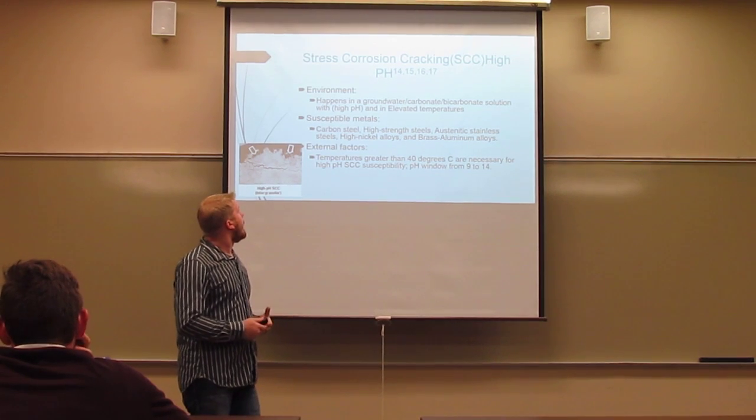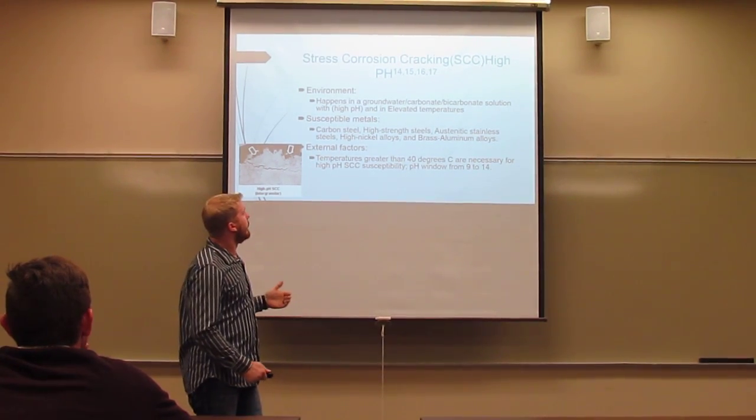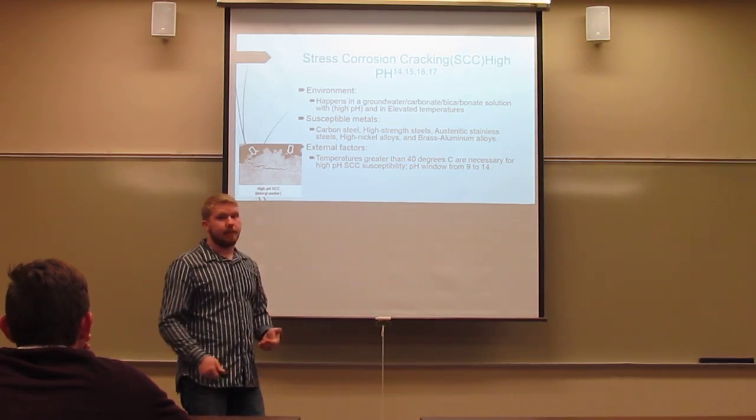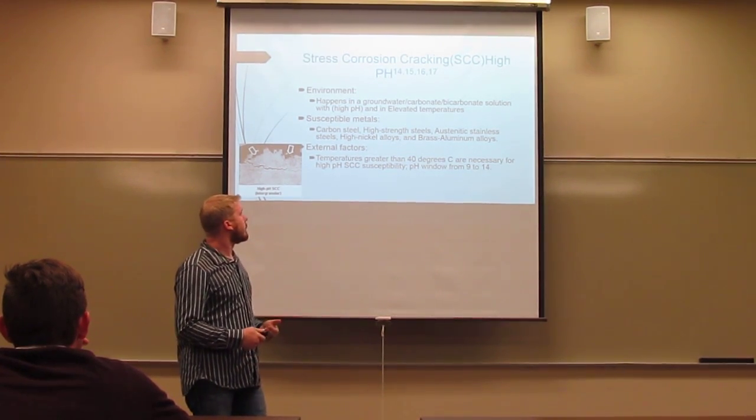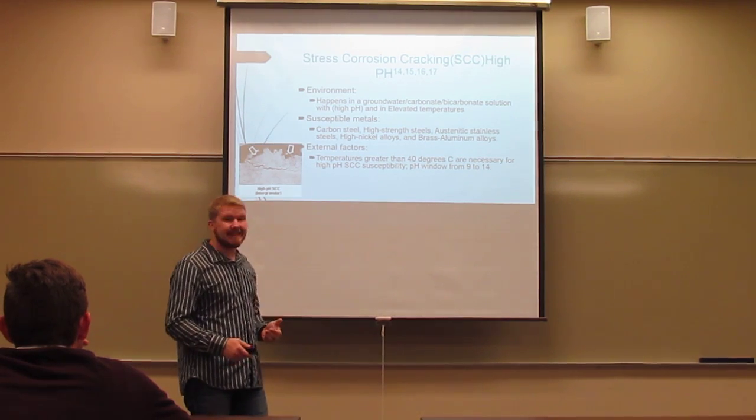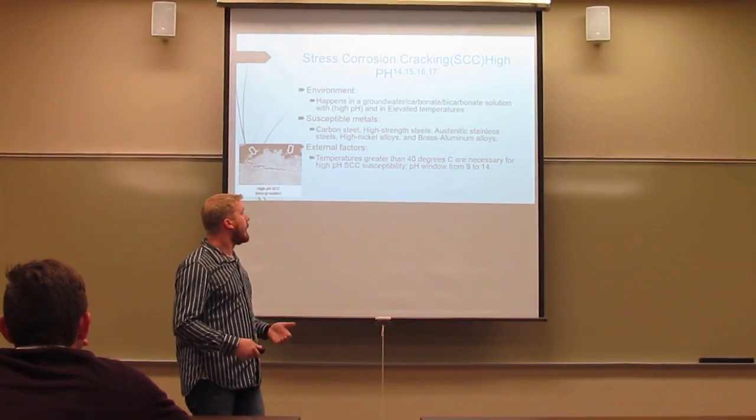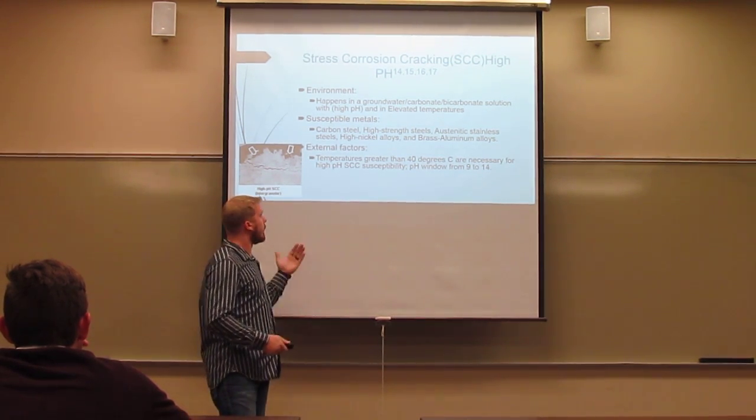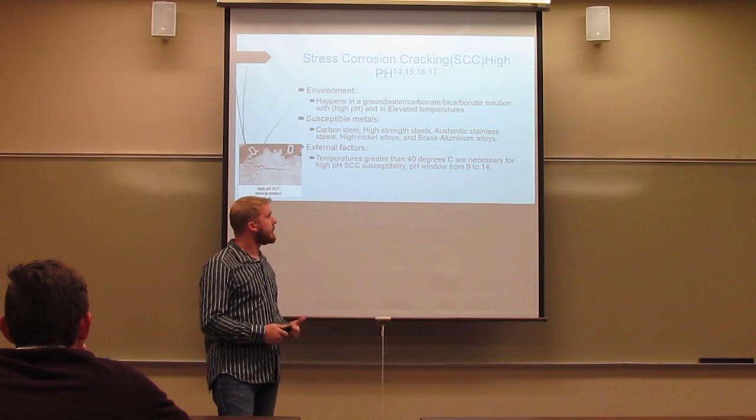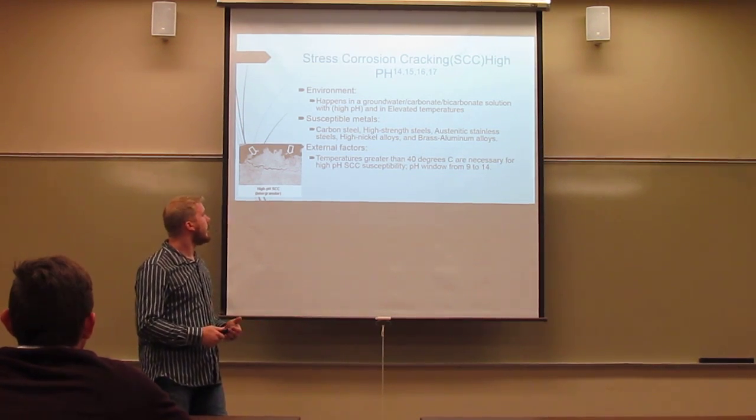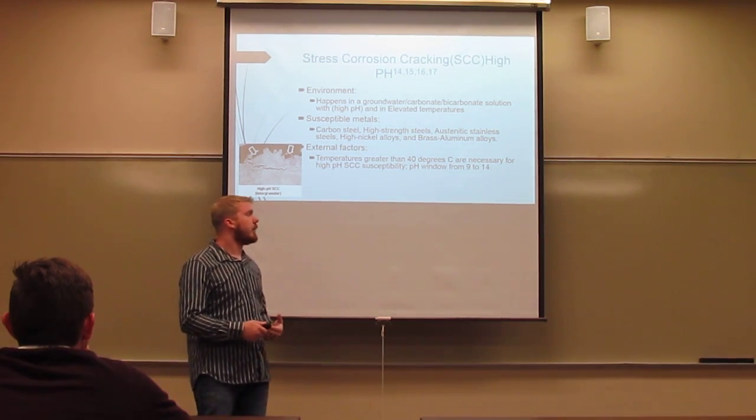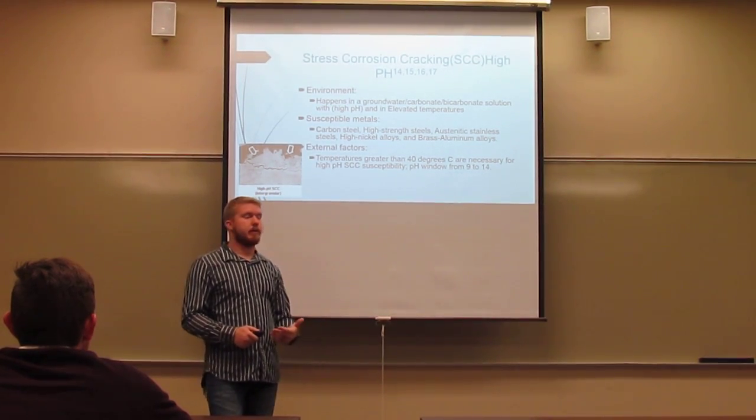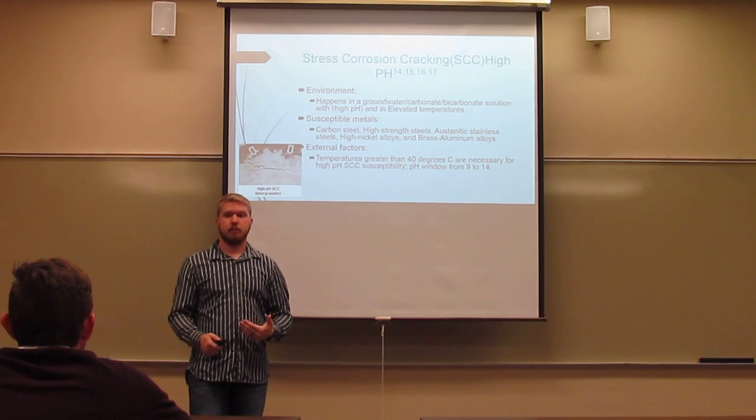Stress corrosion cracking with high pH environment. It's going to be a groundwater bicarbonate solution with a high pH and elevated temperatures. Susceptible metals: carbon steel, high strength steels, austenitic steels, high nickel alloys actually, and brass aluminum alloys. External factors: temperatures greater than 40 degrees Celsius are necessary for high pH stress corrosion cracking susceptibility. The pH window for high pH stress corrosion cracking is 9 to 14. So it's very basic.